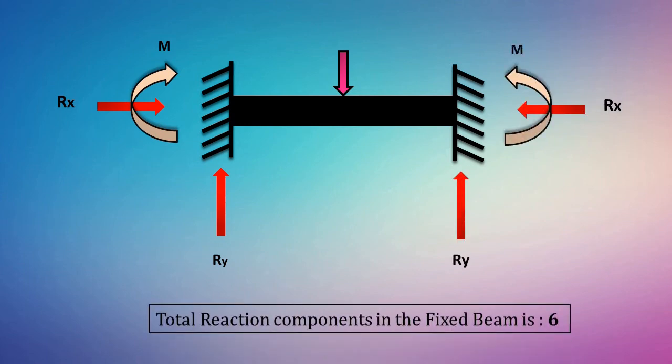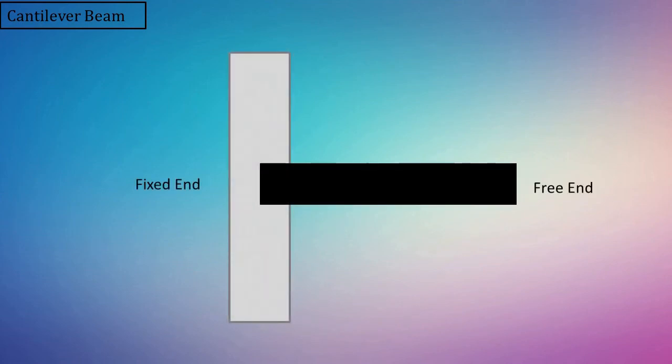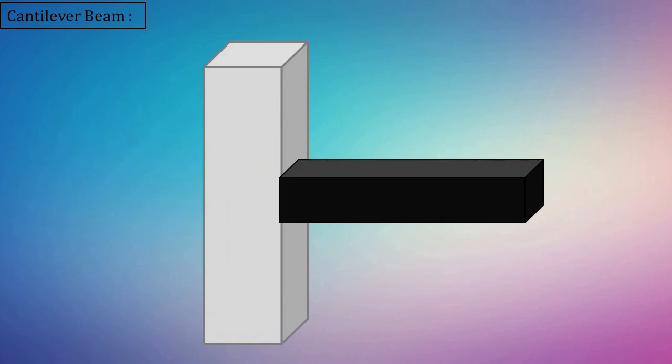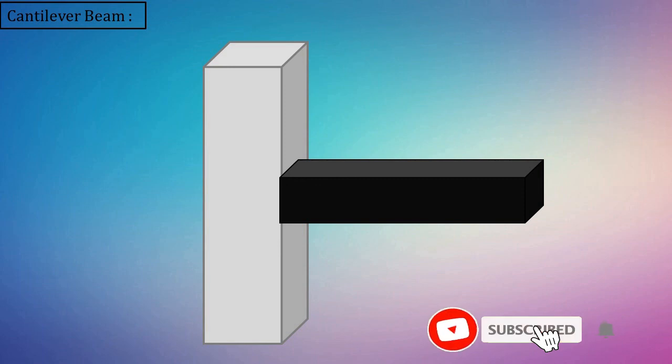Next type of beam is the cantilever beam. In this beam, one end is fixed inside the support and the other end is kept free. Such beam arrangements are called cantilever beams. So this is how the cantilever beam looks in 3D. We can see one end is completely fixed inside the support and the other end is kept free.